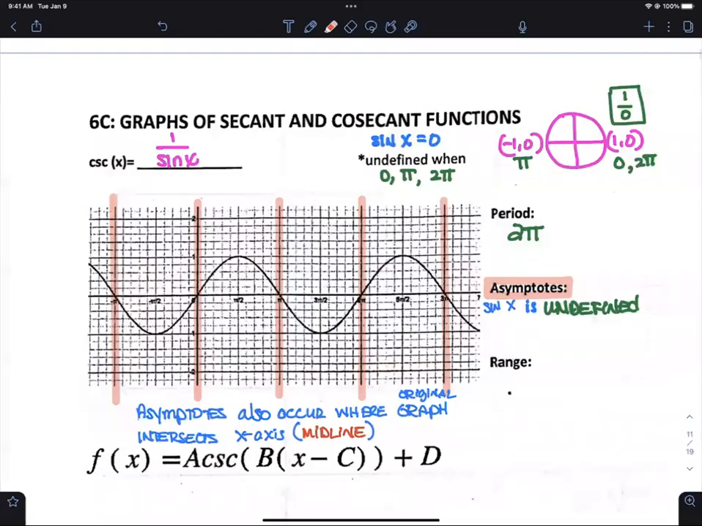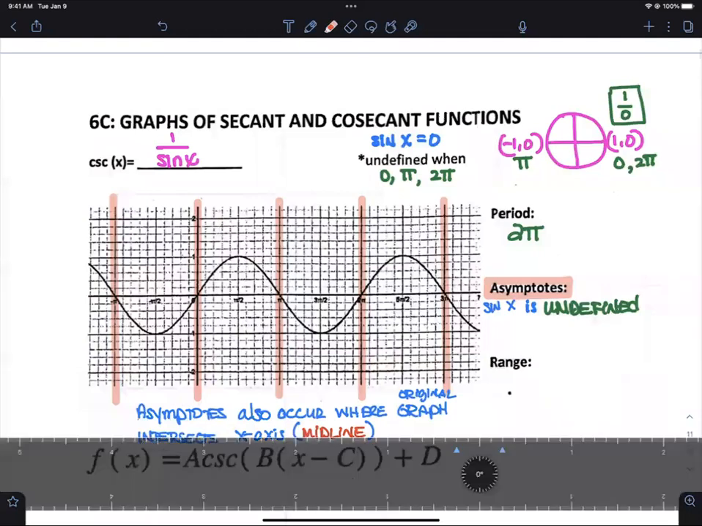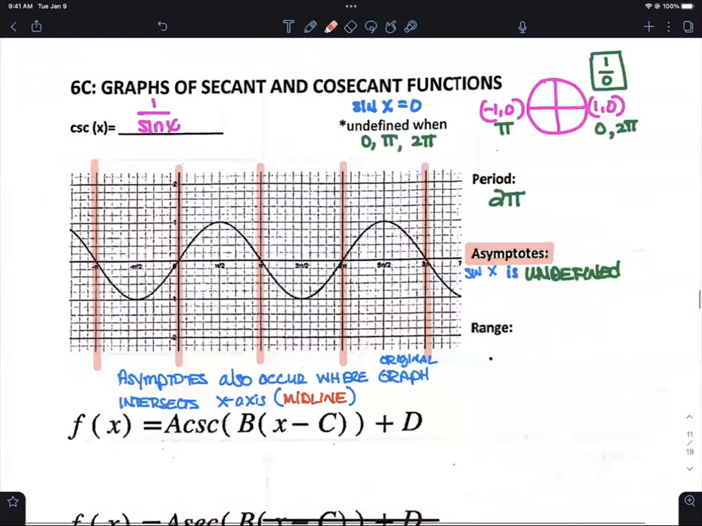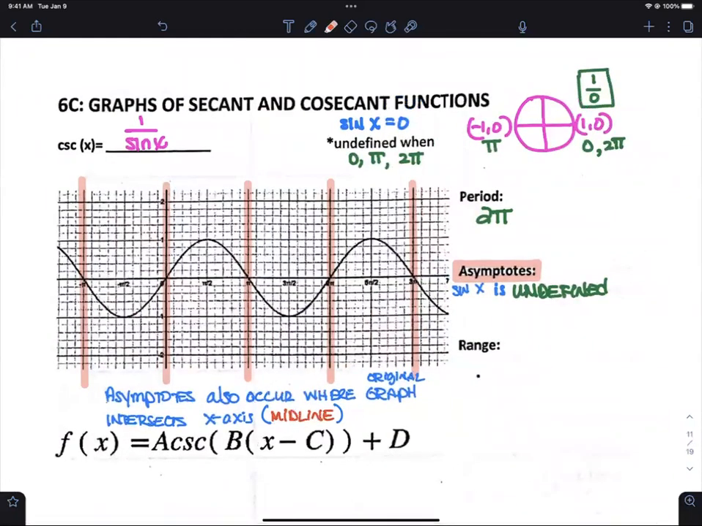Okay, this video will attempt to explain the parent functions for the secant and cosecant functions. These are the reciprocal functions to sine and cosine. So in your notes, you've got this graph. It's not great, but I'll use it to explain just the basic skills with this. Cosecant is the reciprocal of sine, 1 over sine.